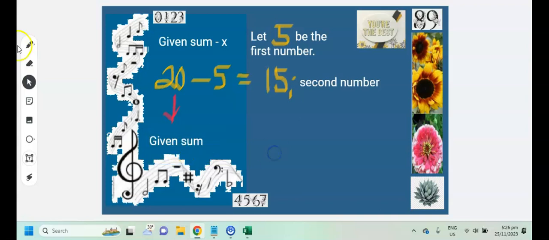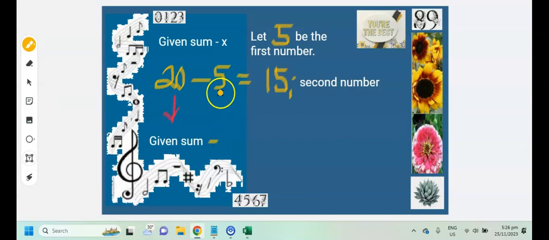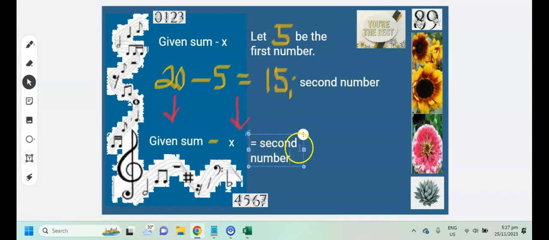Okay? Nya, wala man ta kahibaw sa first number. Right? I-represent na to ang first number with letter X. So, the second number will be represented with the template or the expression given sum minus X.